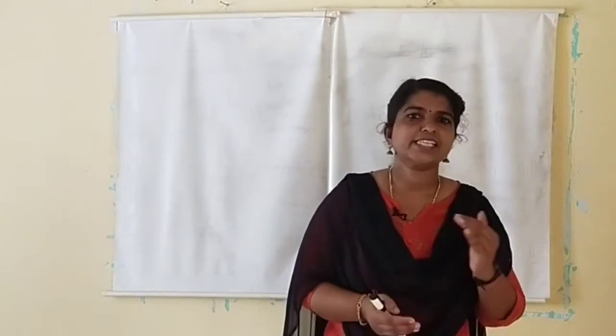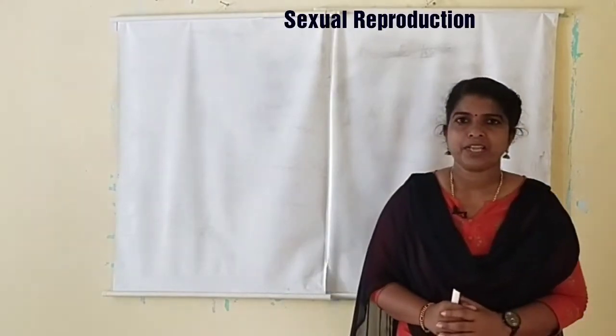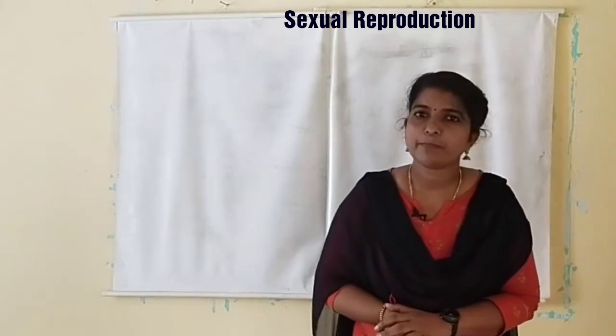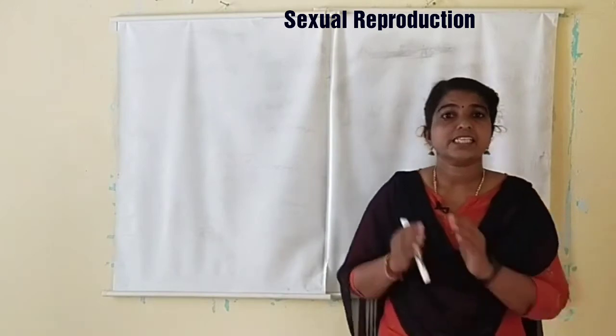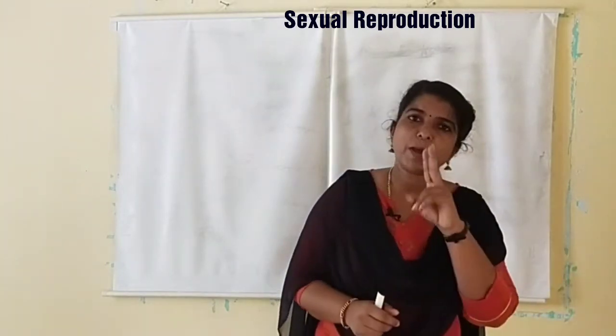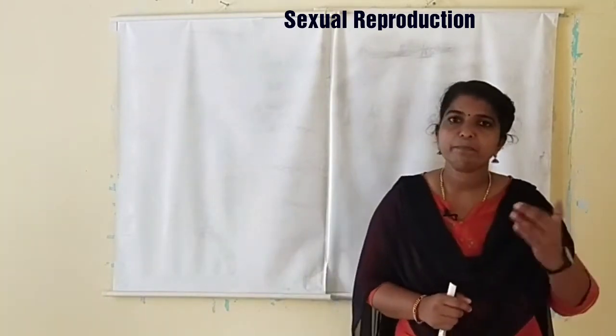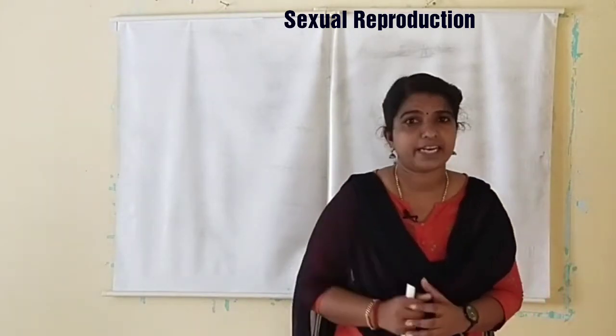Hi students, good morning. Last class we discussed the different modes of reproduction by single organisms. Today let us study sexual reproduction. In asexual reproduction, only one parent is involved. But in sexual reproduction, two parents are needed, one male parent and one female parent.